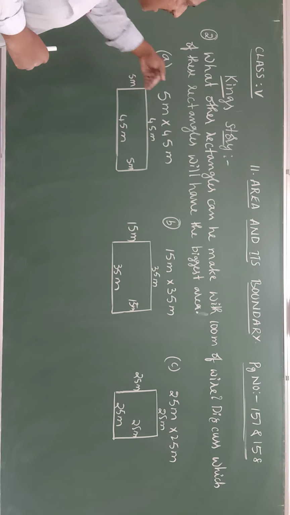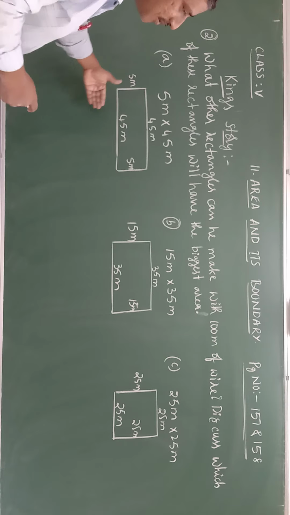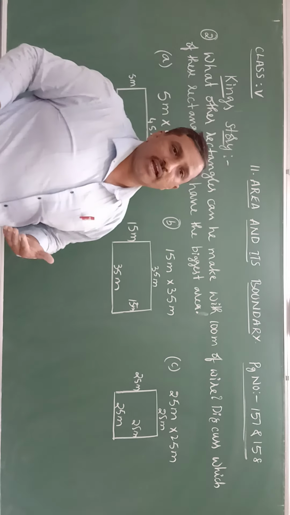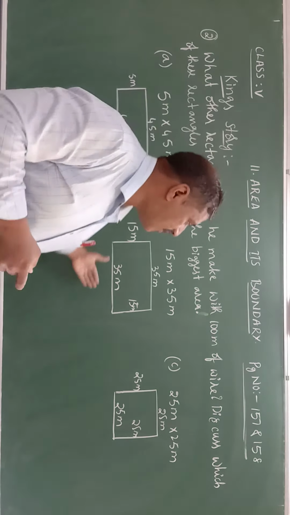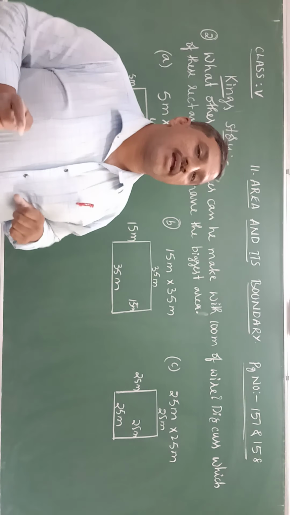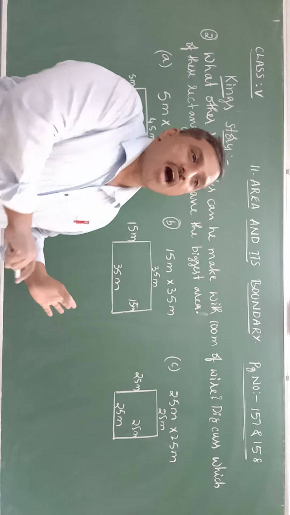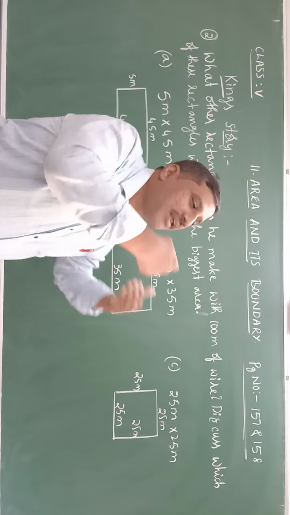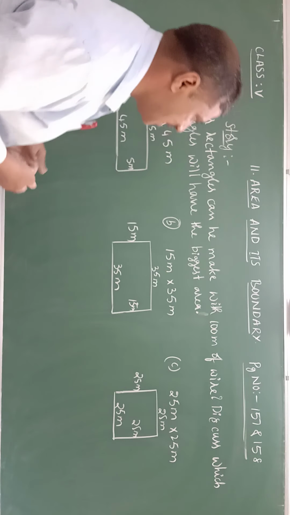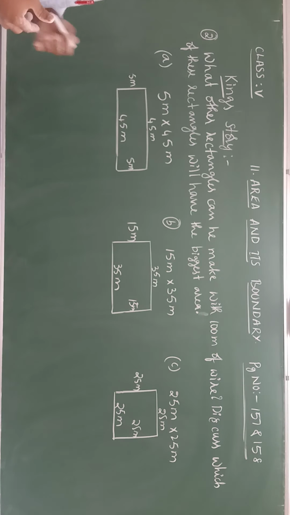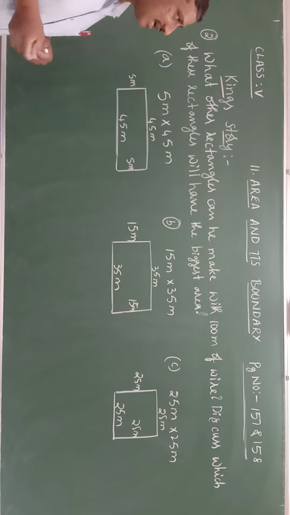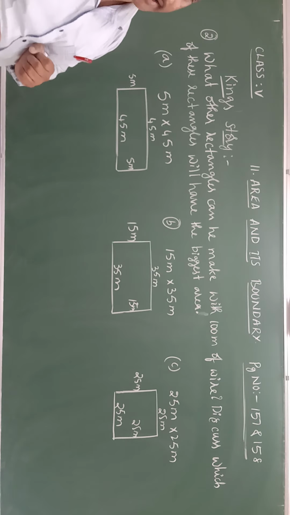Like this, he can make three more. Not only these, we can make many more. We can make 1 into 49, or 2 into 48. Not only this, there are many ways we can make the rectangles. Out of those, he may make this kind of rectangles with 100 meters of wire.